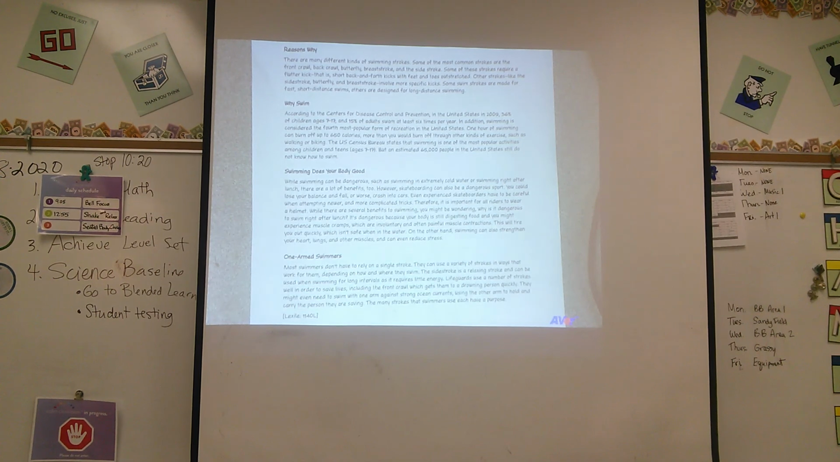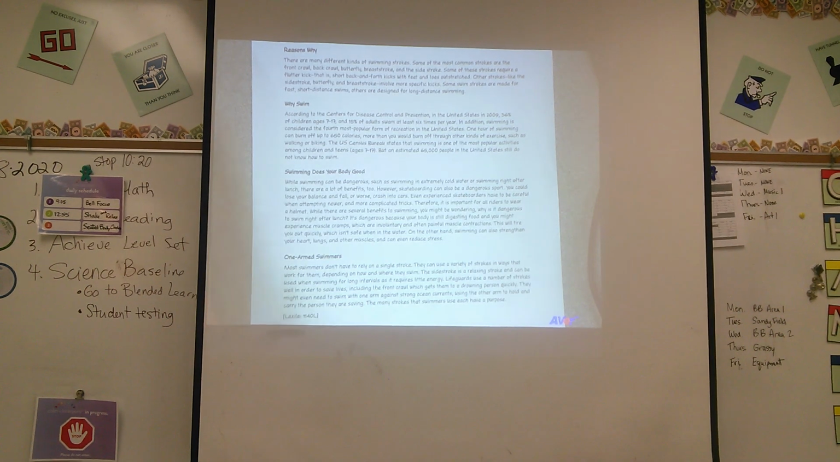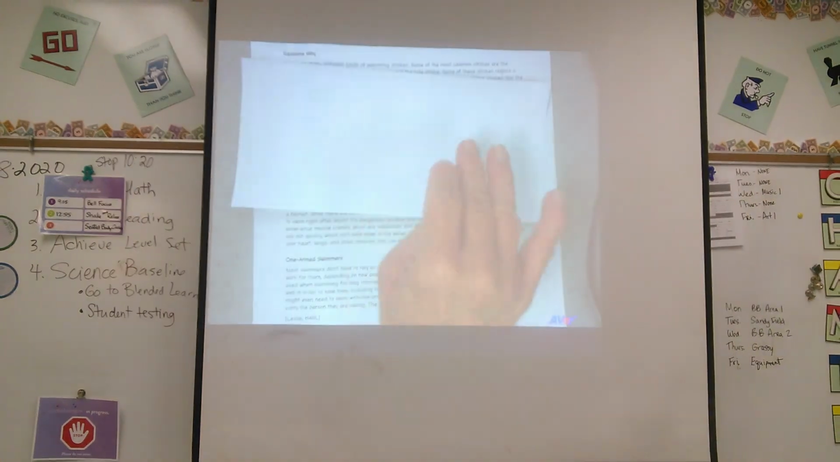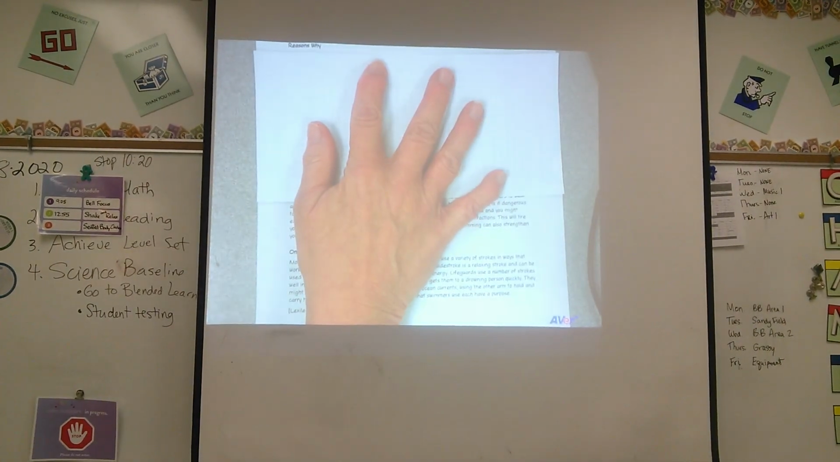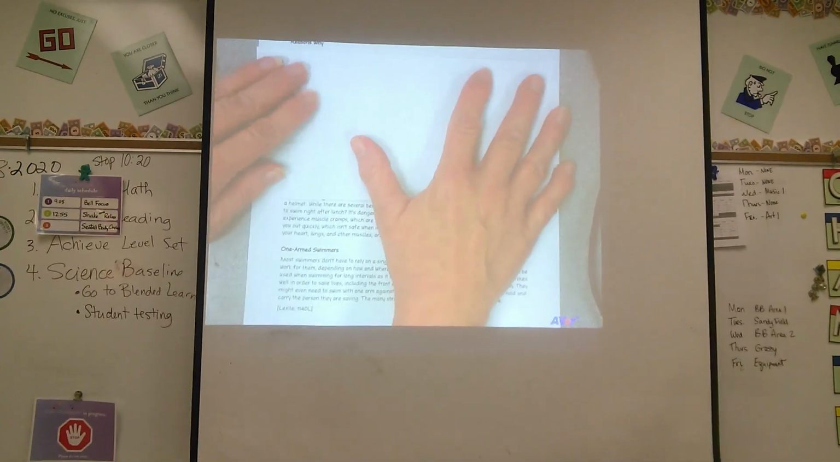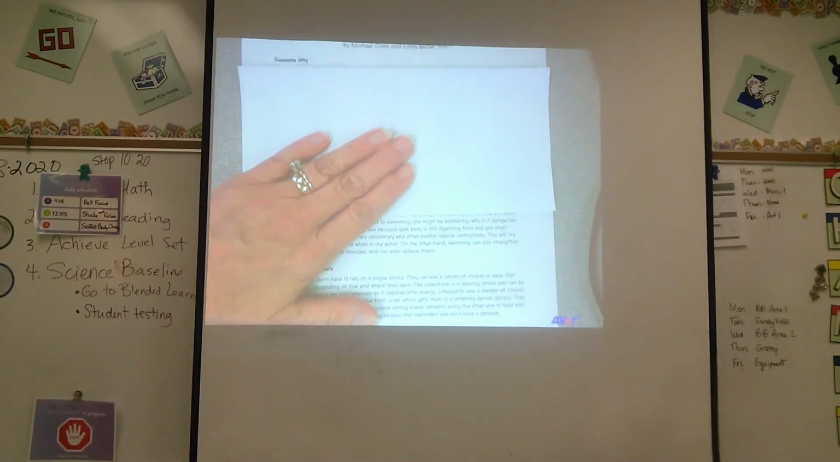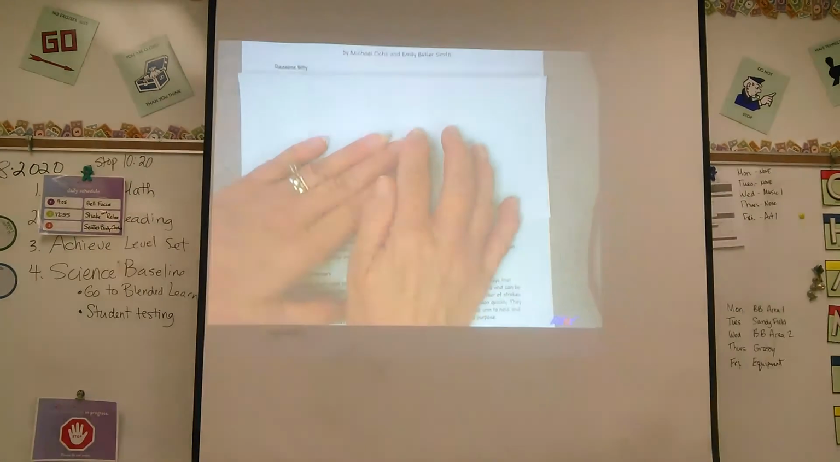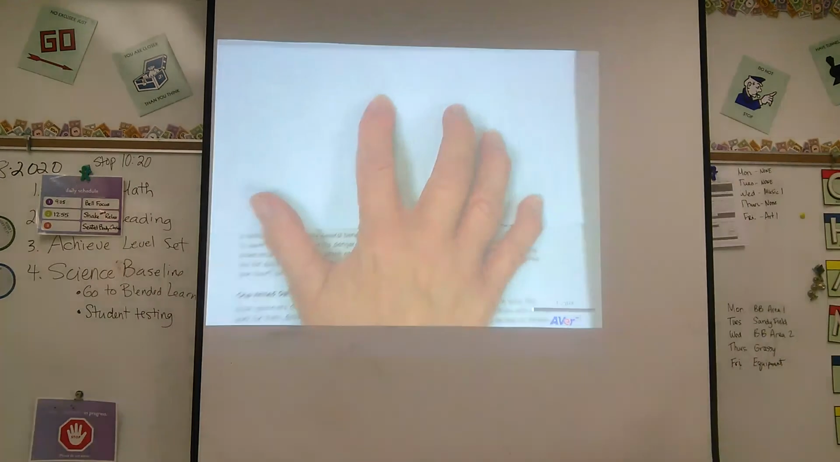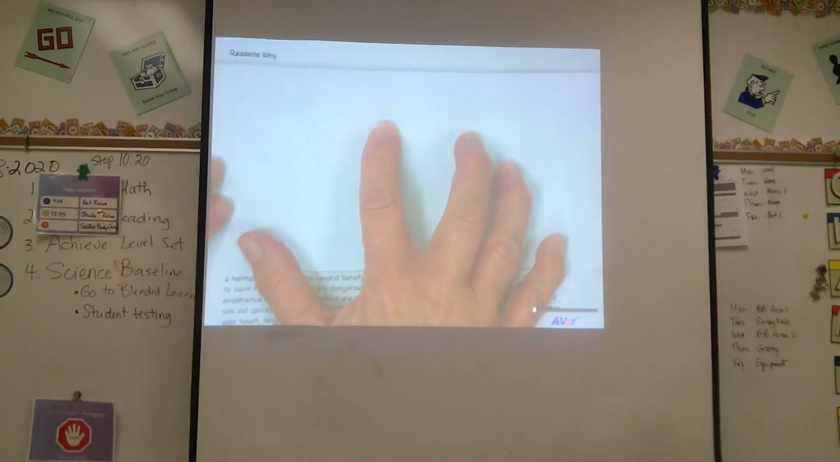Okay, good. Glad you learned that last year because that was also something you learned last year. The heading is supposed to give the reader an idea of what they're going to read about. So I want you to take a look at this heading, reasons why. So just for a second, I want you to think about what this section might be about. Reasons why.